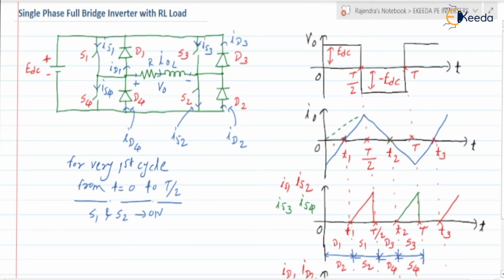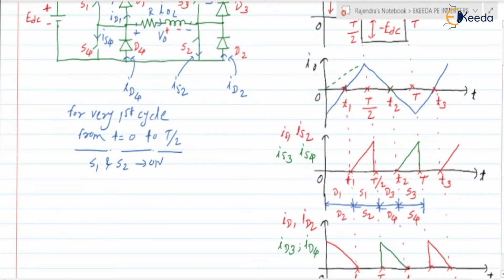During 0 to T by 2, the inductor goes on storing the energy, so the polarity will be plus here and minus here. If we apply KVL to this loop, with S1 and S2 in the on state, it will be plus EDC minus V0 is equal to 0. Therefore V0 is equal to EDC. I0 is increasing slowly because the inductor is storing the energy.